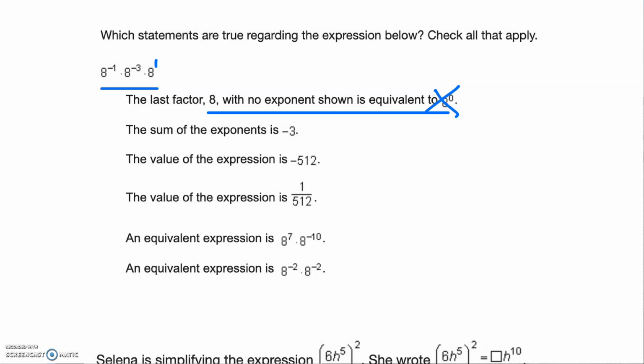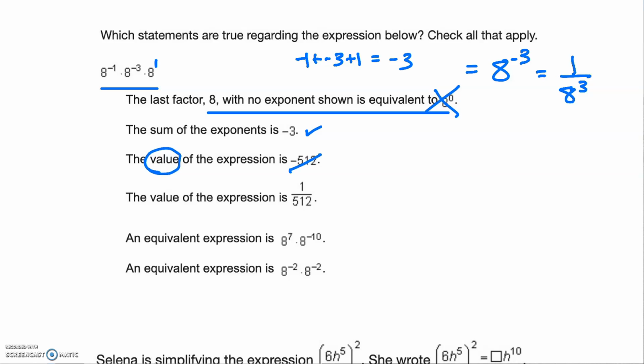So the sum of the exponents, we add up the exponents, negative 1 plus negative 3 plus 1 is equal to negative 3. So that would be true. The value of the expression is what happens when we actually multiply this out. So if this is the sum of the exponents, that's our final answer, 8 to the negative 3. Well, if we have a negative in the exponent, it goes in the denominator, so that's 1 over 8 to the third. So we're not going to have that, but if we evaluate that, we do find that it is equal to 1 over 512.